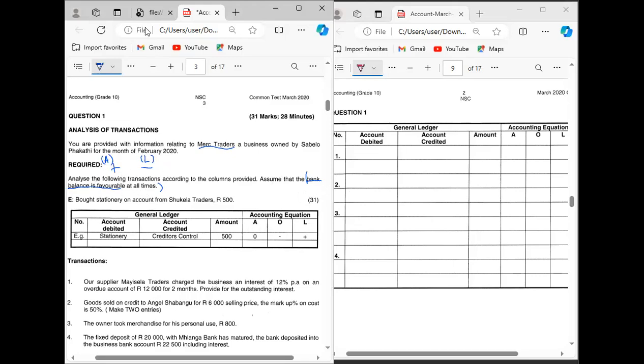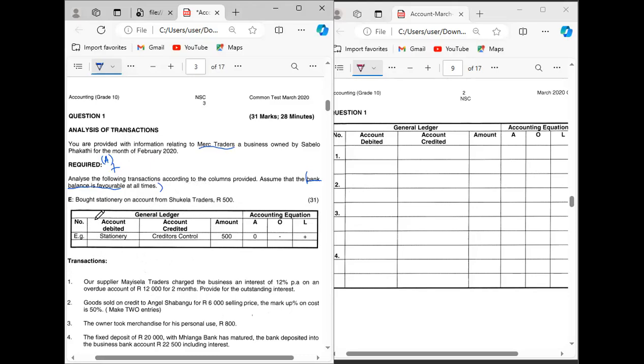So in this case, they said assume that the bank balance is favorable at all times, meaning now our bank balance will only be based on the positive side and classified as an asset. And we know that all assets increase on our debit side, decrease under our credit side.